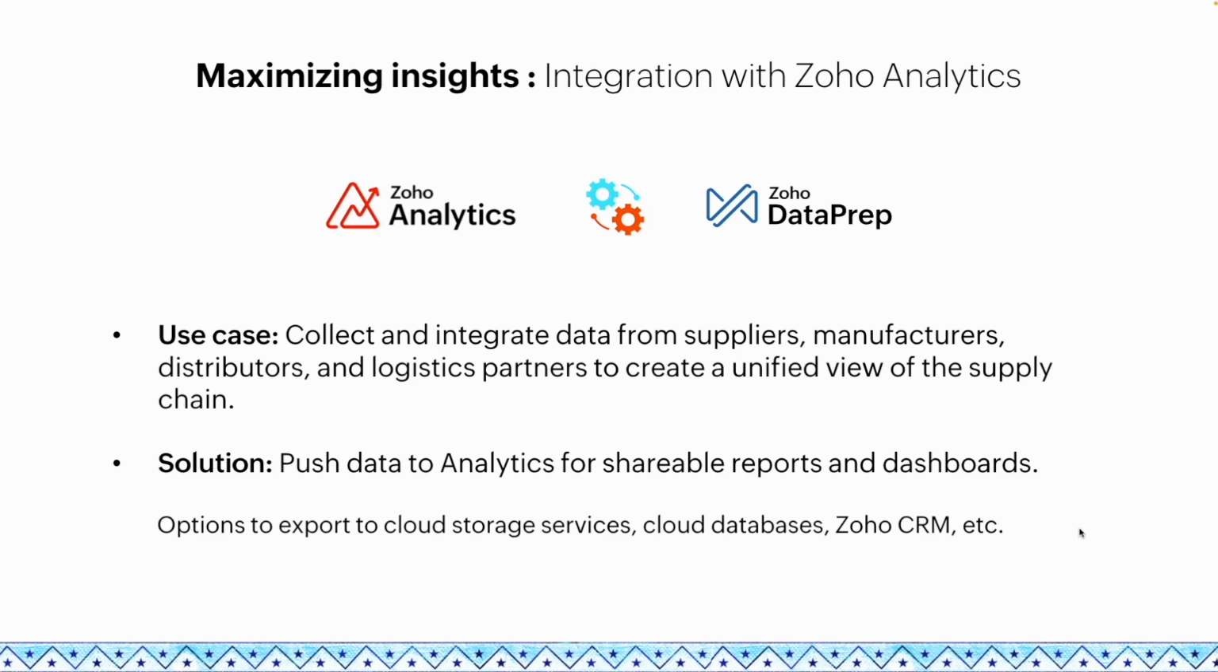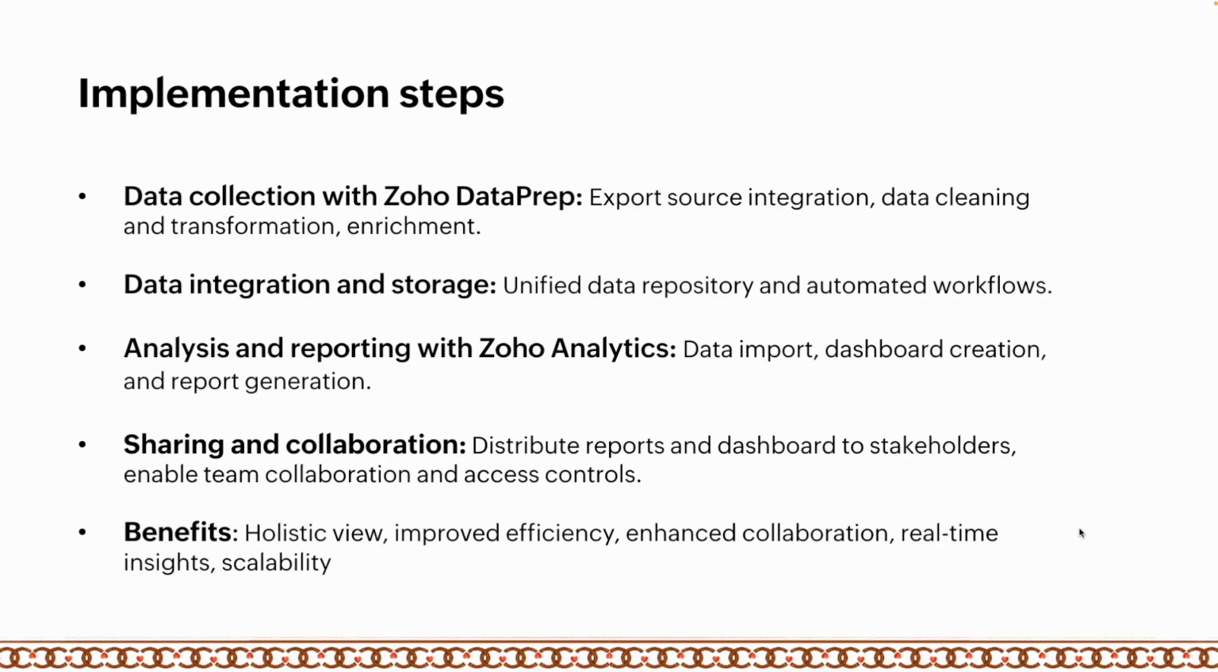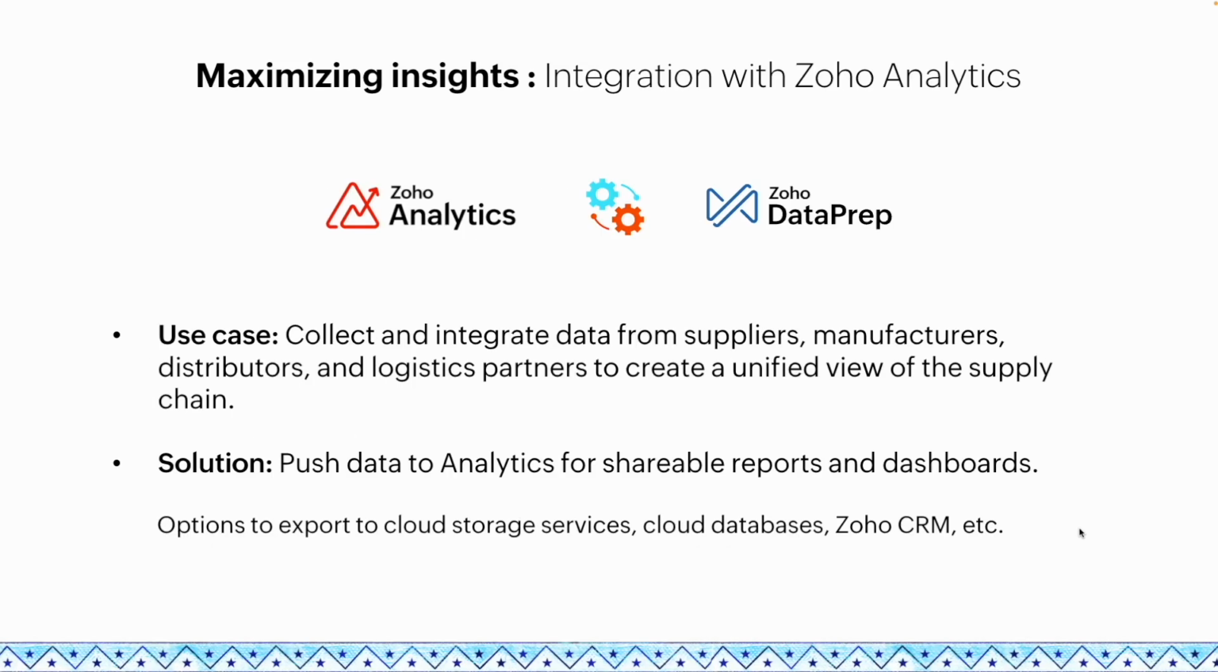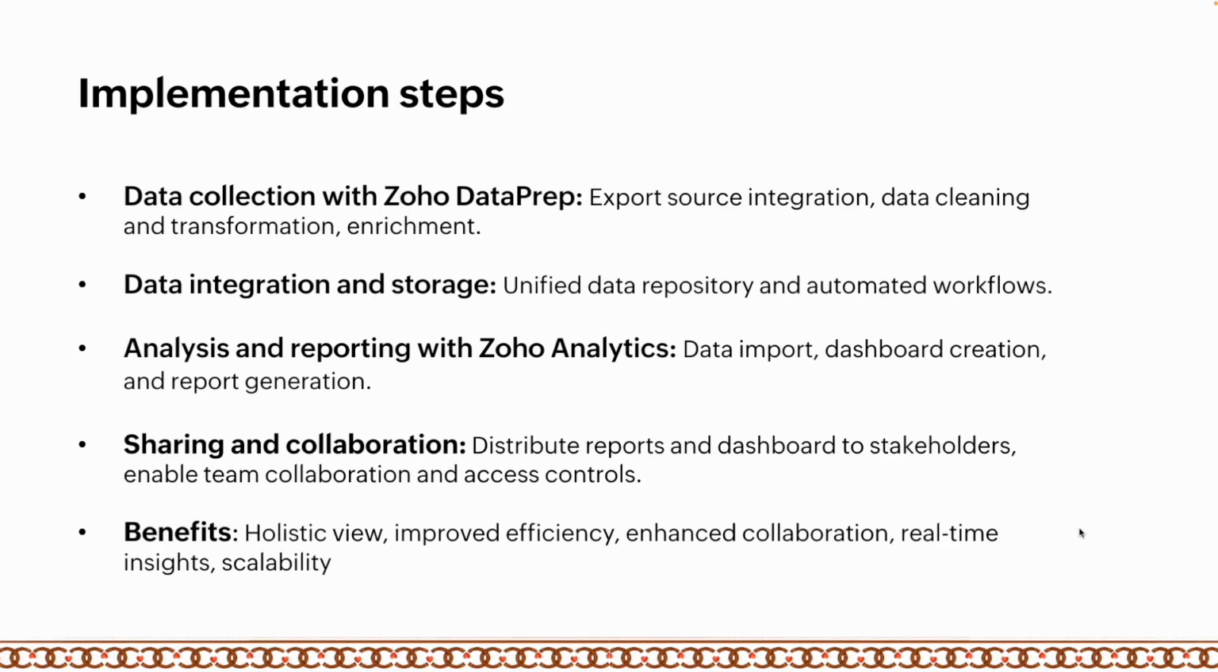The solution is that I'm going to use Zoho Data Prep as well as Zoho Analytics to gather all the information, to clean and cleanse all the information, and provide the stakeholders a shareable report and a dashboard for them to get the overall picture of the supply chain. So the implementation step would be, I'll be collecting all the data from different sources, from supplier, manufacturer, distributor, logistics partner, and I'll be pushing that information to Zoho Data Prep. From Zoho Data Prep, it will start cleaning, cleansing, and transforming the data to get accurate results, and finally I'll enrich the data to add more contextual information to it.